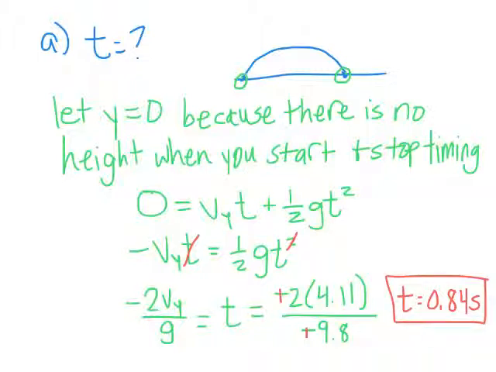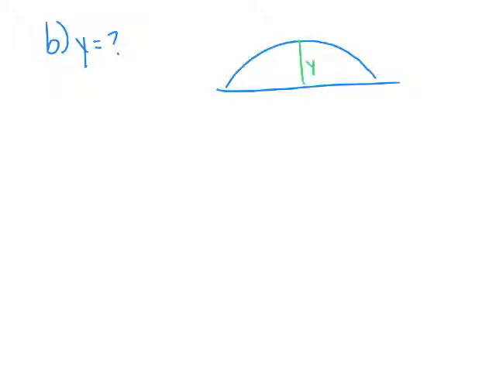Now let's move on to part B. Part B asks us to find the maximum height of the projectile. So remember our picture. That trajectory is going to look something like this, and we are looking for the maximum height right in the middle of the path. We obviously know that we're going to need the y equation since we're looking for y, so I'm going to write that down. And then there's a little trick that we're going to do.